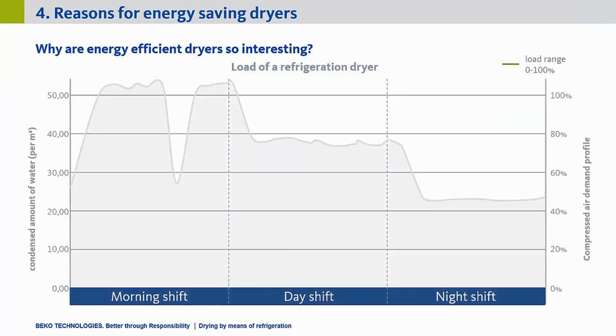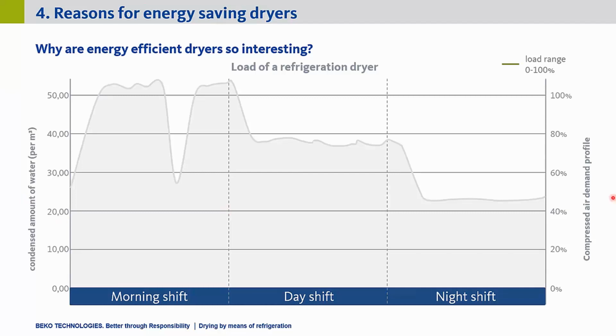So why are energy efficient dryers so interesting? This is the question that you can see up here. The gray area in this scale is just an example for a compressed air demand. You can see here on the side, compressed air demand on the right. On the left, you can see condensed amount of water. You will see what this means in a minute.